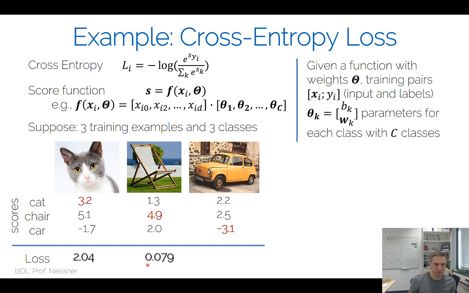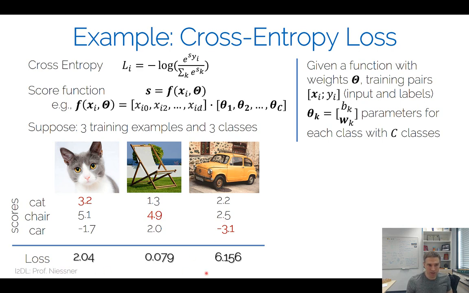Let's just say we're going to get a 0.079 score. You see this loss here is lower, which makes sense because the score here for the chair was higher. So this one predicted kind of the correct label. And here we're predicting the car at minus 3.1. That's totally worse, so this loss is even higher than the ones we had before, right? So if the predictions don't correspond to the ground truth labels that we have, then unfortunately we're making wrong predictions, and because we're making wrong predictions, our loss will be high respectively.